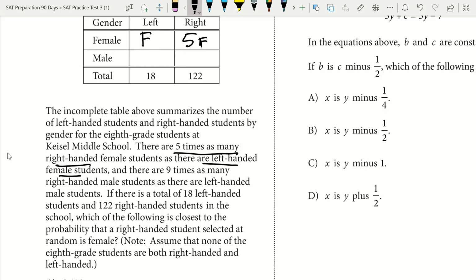And we see that there are 9 times as many right-handed males as left-handed males. So 9M versus M.